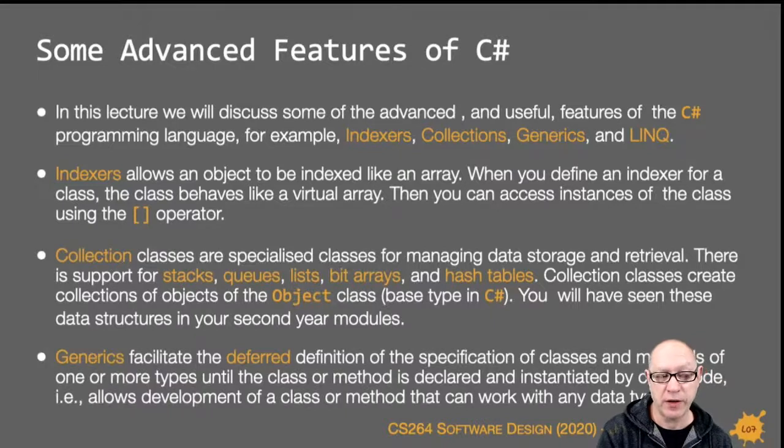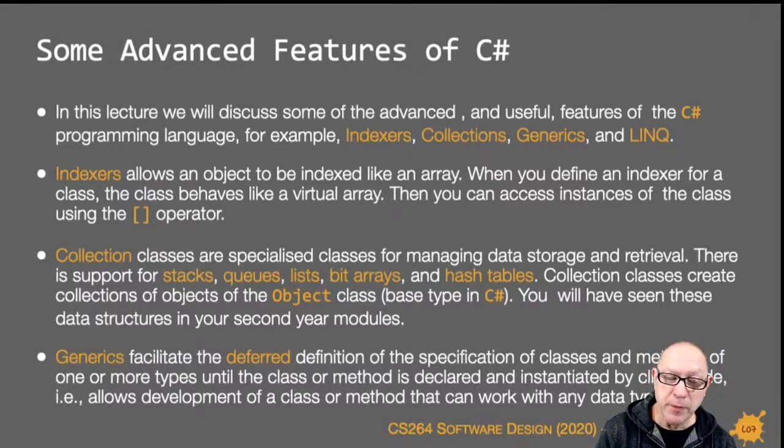Okay, so what are these? Indexers allow an object to be indexed like an array. That means when you define an indexer for a class, the class behaves like a virtual array. That means you can access instances of the class using your square brackets operator. And it's nice to be able to do that.